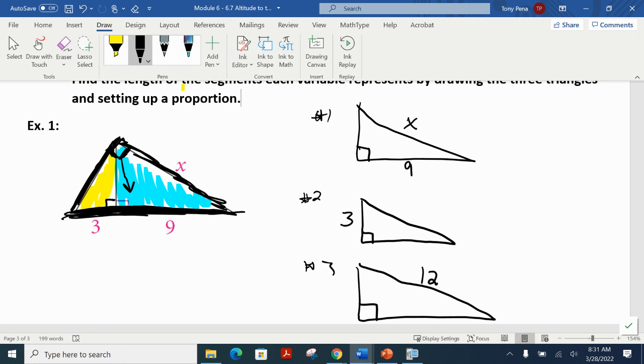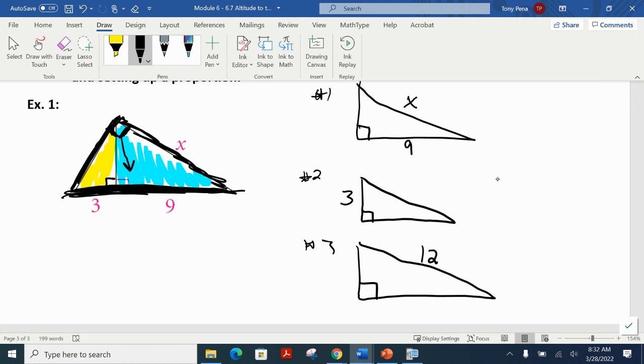If we look at the 2 remaining sides, here's the small side, here's the longer side. If we look at our new one down here, short side, longer side, we know the longer side is the x. All right, so now we have all 3. Pick out the 2 triangles that you are looking at that have corresponding sides and set up a proportion with those.